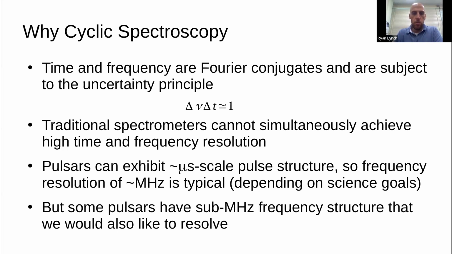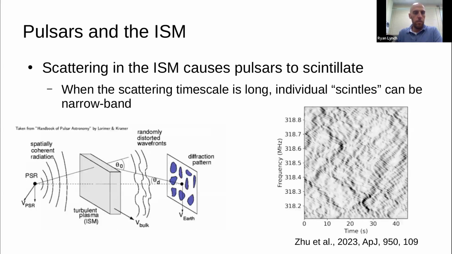Depending on the science goals, you can trade off a little bit more in terms of time resolution for frequency resolution or vice versa. These are rough orders of magnitude for a typical pulsar timing observing setup. But some pulsars do have sub-megahertz frequency structure that we would like to resolve and study. So even though pulsars are broadband continuum sources, there can be features in their spectra that we need to resolve.